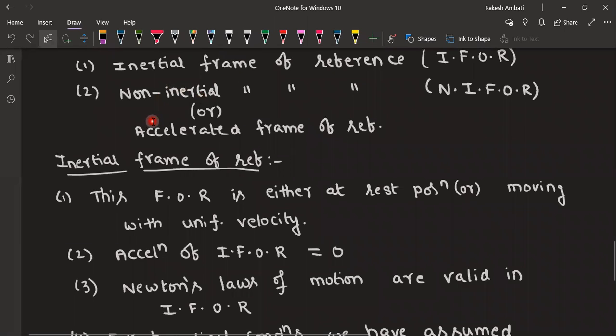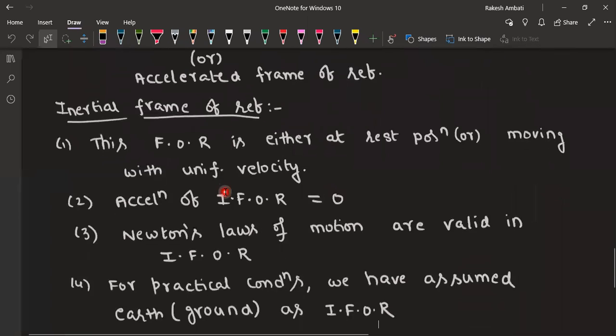Sir, in circular motion, there are centripetal and centrifugal forces, no? Centripetal is the real force, centrifugal is the imaginary, pseudo force. So only one force we consider, either centripetal force or centrifugal force, in numericals. We don't take both forces together. Okay, I understand, sir.